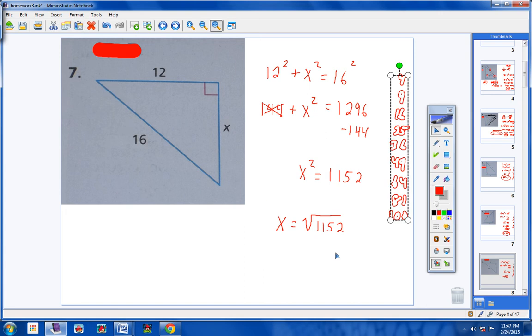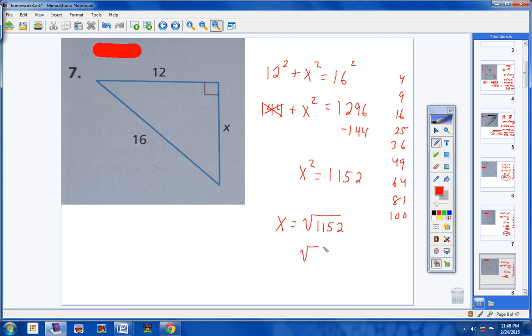Now, it's a big number, and it's not going to be easy to see if we could simplify this number using our perfect squares, but we need to see if we can. So I would start here and start dividing these numbers into this number evenly. For example, does 4 go into 1,152? I think it does. Let's see. 4 times 288. So yes, 4 goes into 1,152, 288 times.